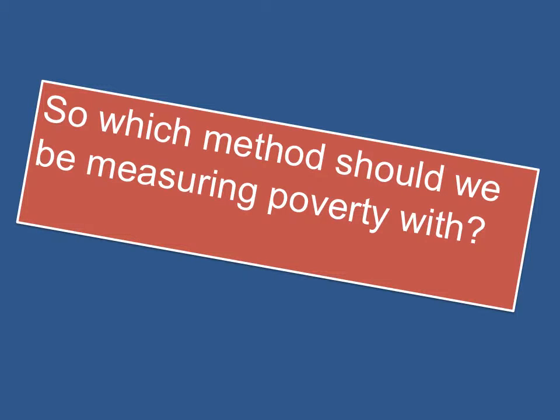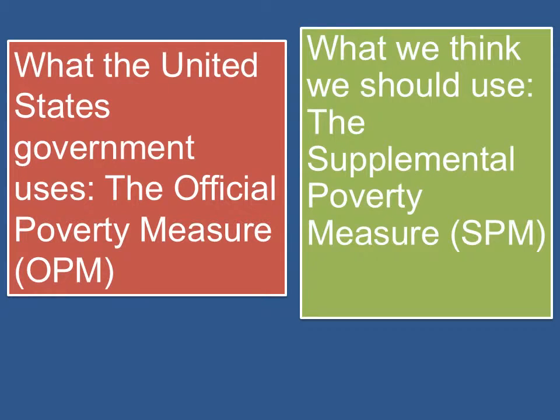So, which method should we be measuring poverty with? While the United States government uses the official poverty measure, what we think we should use is the supplemental poverty measure. So, we have two methods of measuring poverty, the OPM and SPM. Overall, the SPM is much better at measuring poverty for many reasons. It takes into account much more than just income by including things like geographic location, childcare costs, or transportation costs.